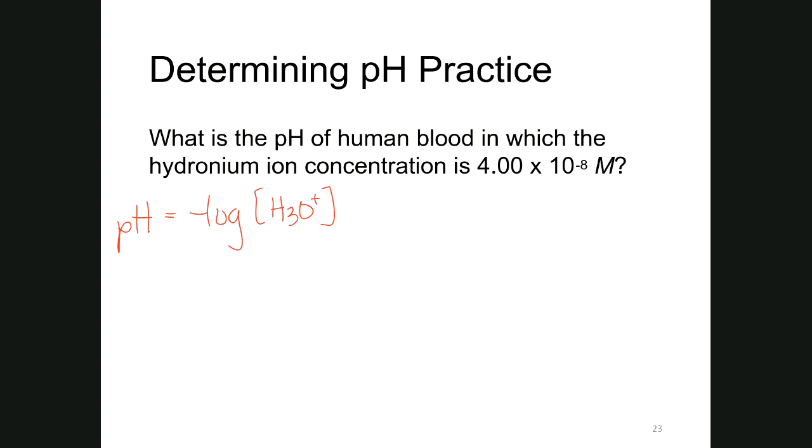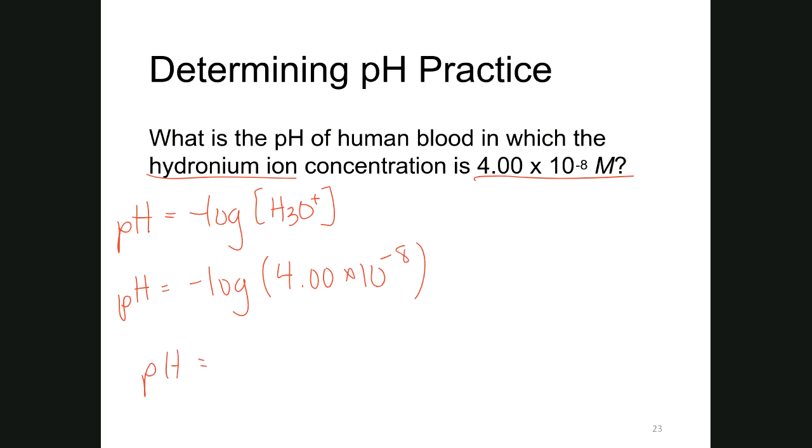Well, let's look at what's given to us in the question. We have hydronium ion concentration. So for this problem, we can just go right ahead and plug in. So pH equals the negative log of 4 times 10 to the negative 8. And we'll find that the pH for this is about 7.40. Now notice that there are no units for pH either, so we're good to go there.